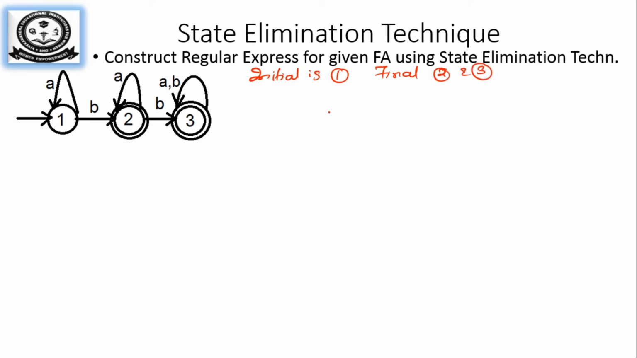So you have to consider two diagrams. One is from the initial state to 2, so one is 1 to 2, and another transition is going to be 1 to 3. These two transitions have to be there because 1 is the initial state and 2 is a final state, then 1 is the initial state and 3 is a final state. So your regular expression will be the combination of the transition from 1 to 2 plus 1 to 3.